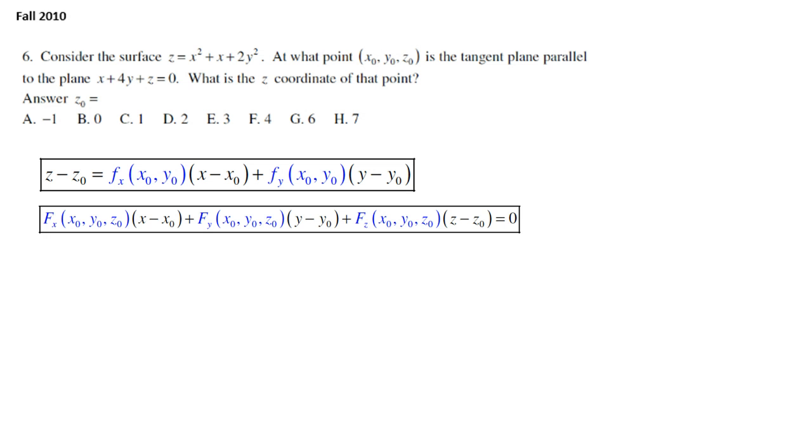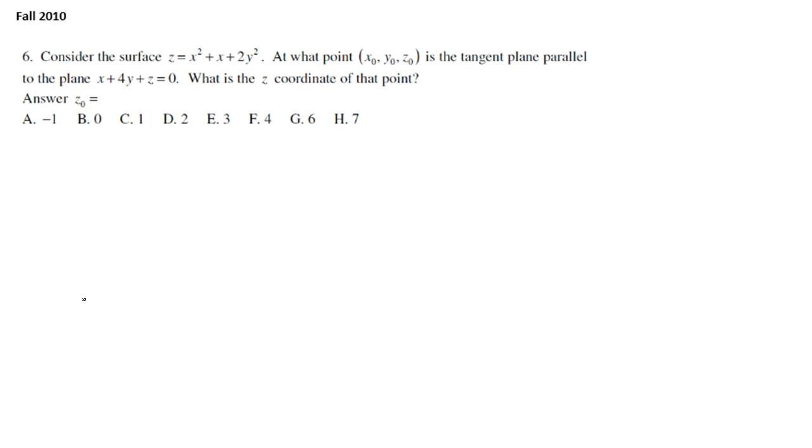This next question here, z is a surface, and it's given to you as a function of x and y explicitly. And they're asking about the tangent plane. And you have two options.